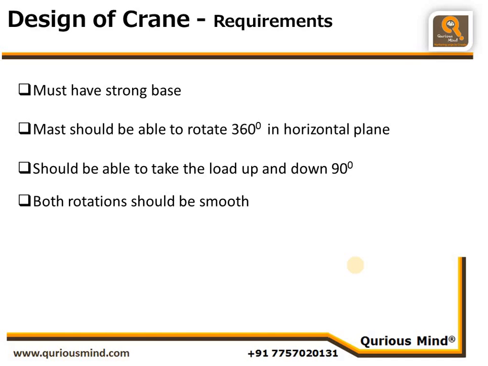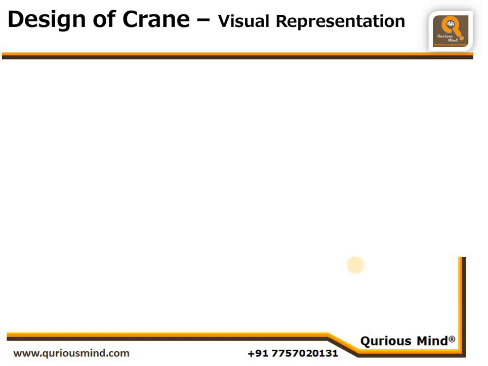Now we'll go to the next stage, which is visual representation. We're going to draw a rough sketch of our robot. Our first requirement was that it must have a strong base, just like this. We want to have a strong base, stable, both sides equally high, and strong enough to take the load of the remaining robot.